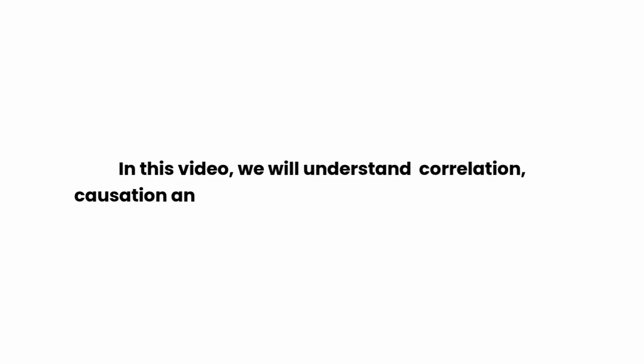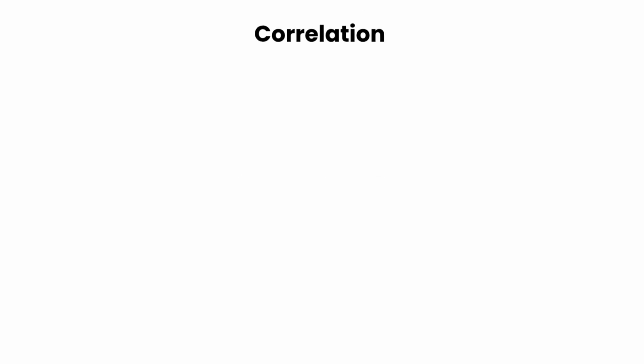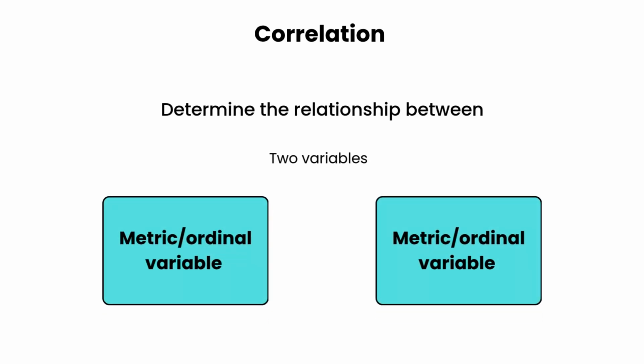In this video, we will understand correlation, causation and regression and the difference among them, but in a very simple way. Let's first start with understanding correlation. Correlation is used to determine the relationship between two variables. Variables can be metric or ordinal.